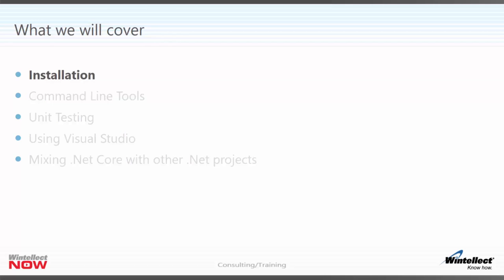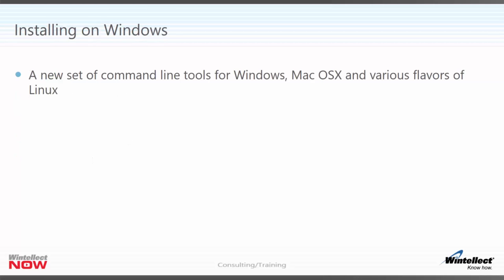The first thing we're going to do is take a look at installation. How do we install .NET Core? So when you install .NET Core, you get a new set of command line tools for whichever platform you install .NET Core onto. So tooling for Windows, tooling for Macs, and tooling for Linux. The installation for each platform is slightly different.